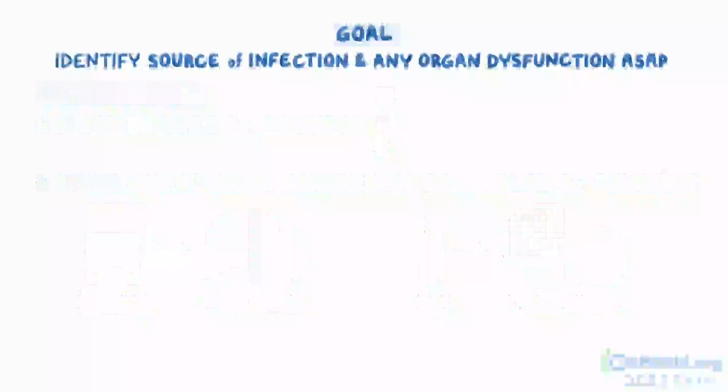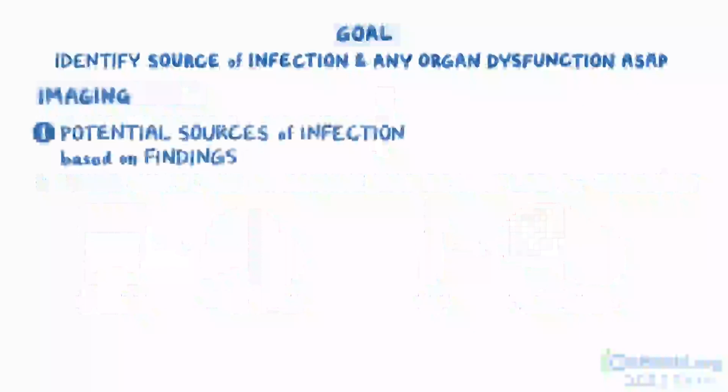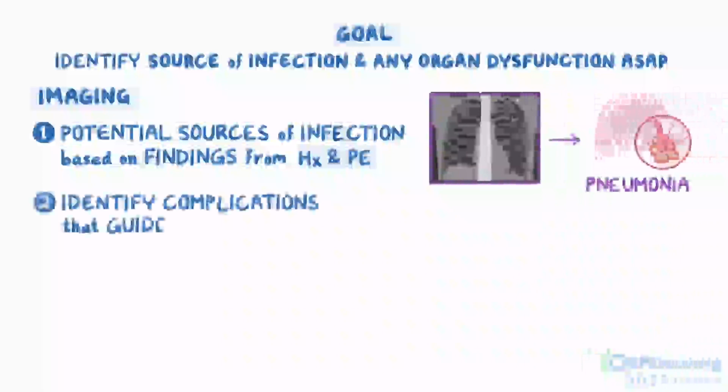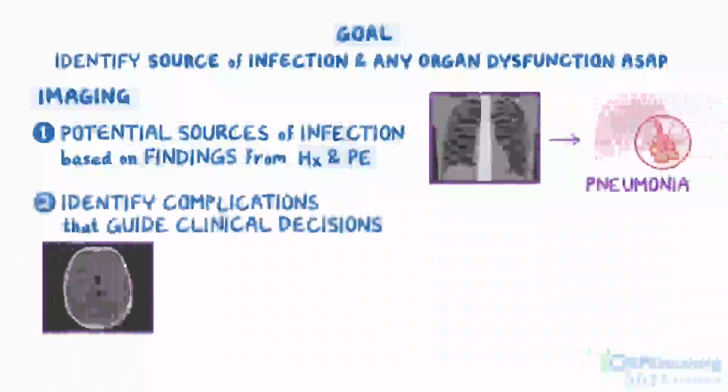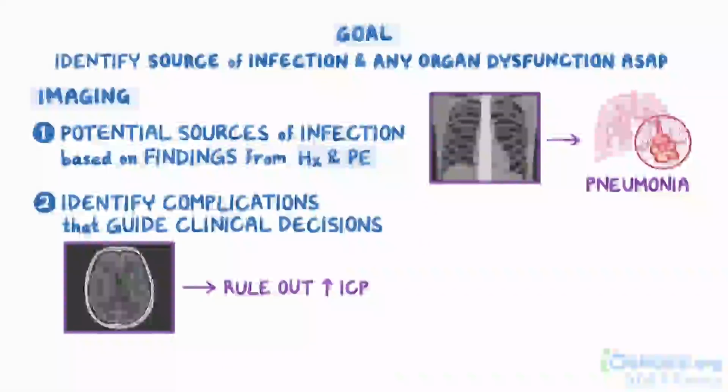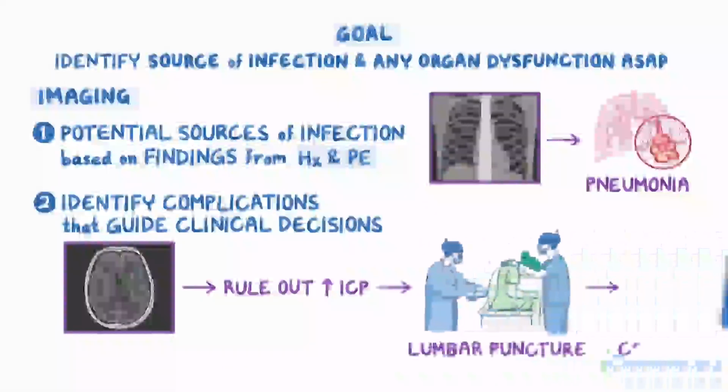Finally, you'll want to order imaging studies to evaluate potential sources of infection based on findings from the history and physical, like a chest X-ray to evaluate for pneumonia or to identify complications that guide clinical decisions, like a head CT to rule out increased intracranial pressure and suspected meningitis prior to performing lumbar puncture to obtain CSF.